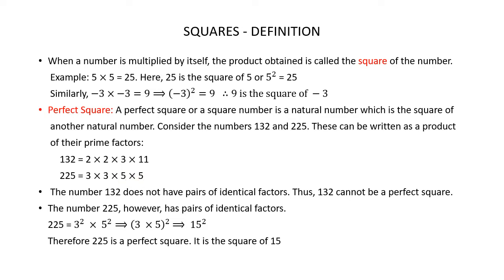So 225 can also be written as 3 squared multiplied by 5 squared, or 3 multiplied by 5 the whole squared. This is nothing but 15 squared. So 225 is equal to 15 squared. So 225 is a perfect square. It is the square of 15.